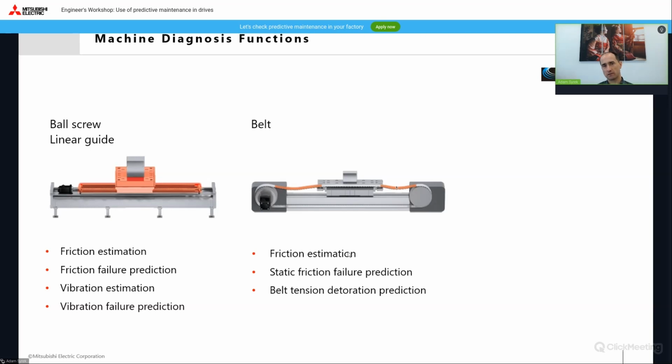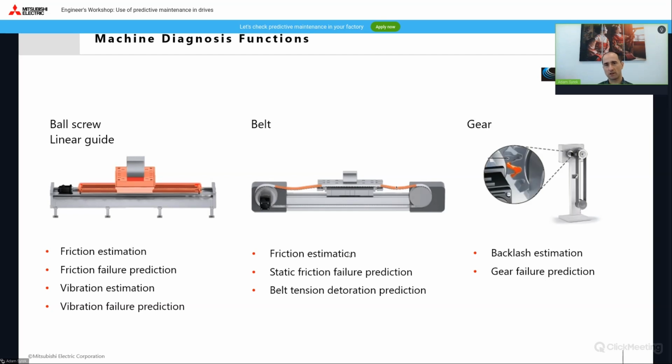The next mechanical system that we can diagnose is the belt. We can judge if the tension of the belt is proper or not proper, and generally this mechanism is based on the static friction of the axis. And the last mechanical system that we can diagnose using our servo amplifiers is the gear. Here we can measure the backlash on the gear, and judge if this backlash is at a proper level or too high.